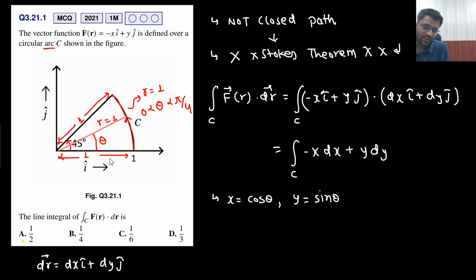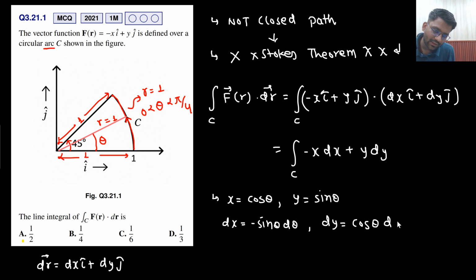So what is your x? The x coordinate would be 1 cos theta. What will be the y coordinate? 1 sin theta. So 1 I don't need to write down. The x coordinate is cos theta, y is sin theta. So what will be the value of dx? dx will be minus sin theta d theta. And what will be dy? dy will be cos theta d theta. Say yes or no. Right?